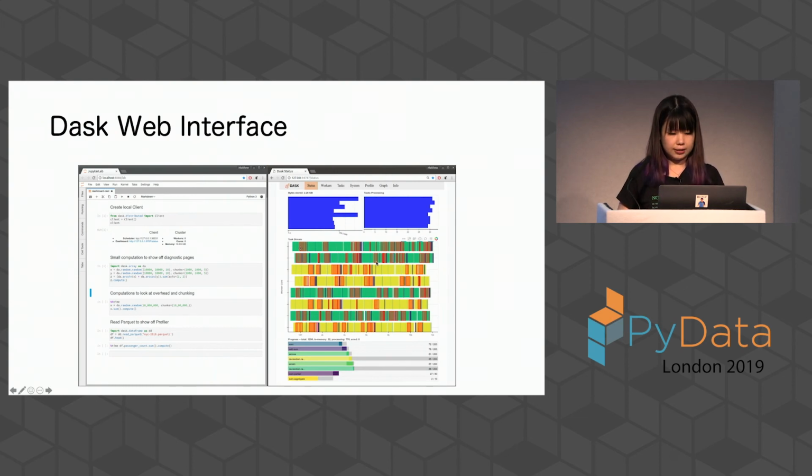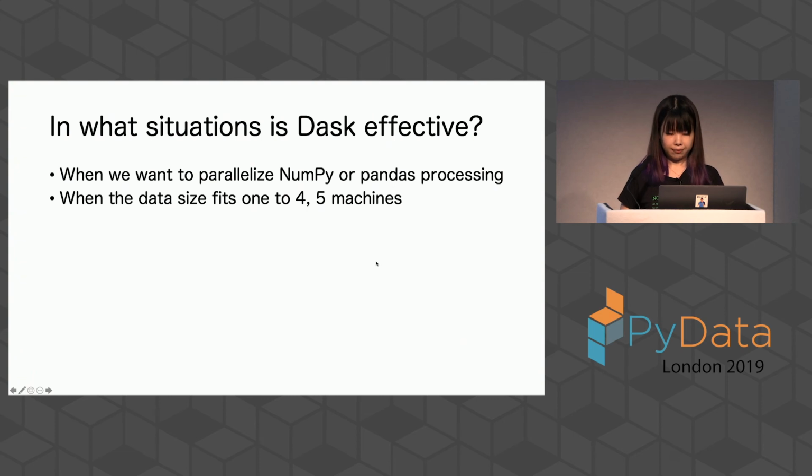In what situations is Dask effective? Dask is effective when we want to parallelize NumPy or pandas processing, and when the data size fits on 1 to 4 or 5 machines.